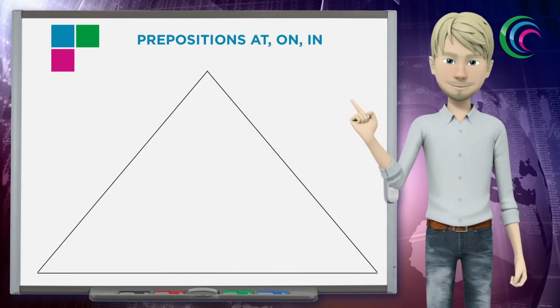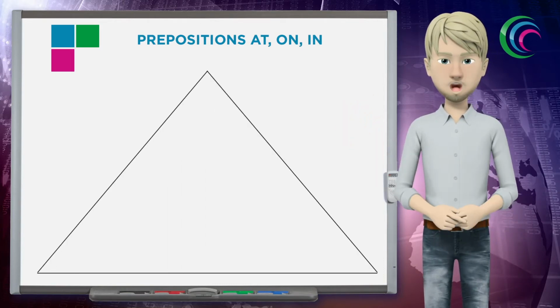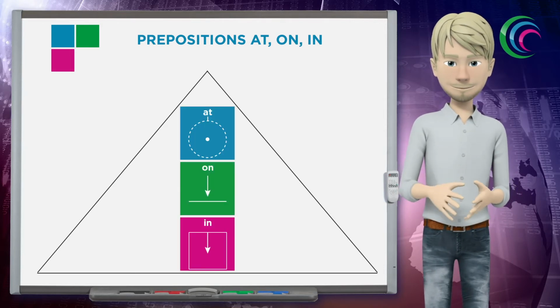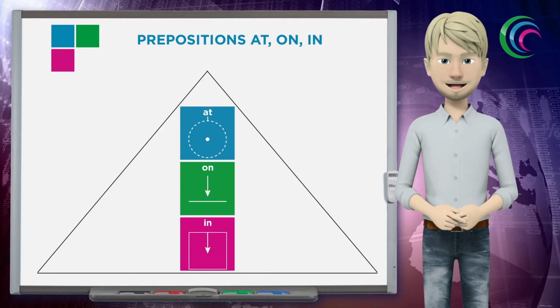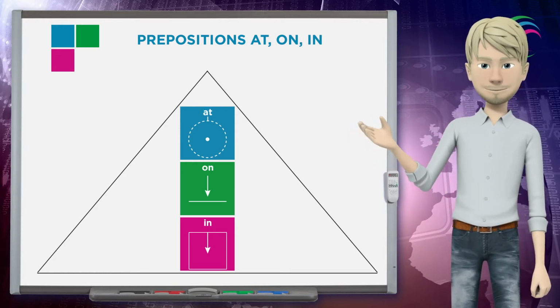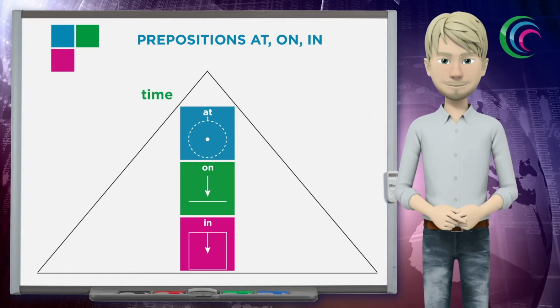In this video, we will explain how to use the prepositions of time and place: at, on, and in. For some people, they can seem a little confusing, but there is an easy way to learn how to use them correctly. We call it the pyramids of time and place.